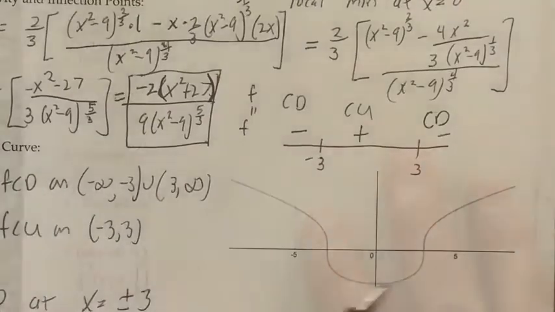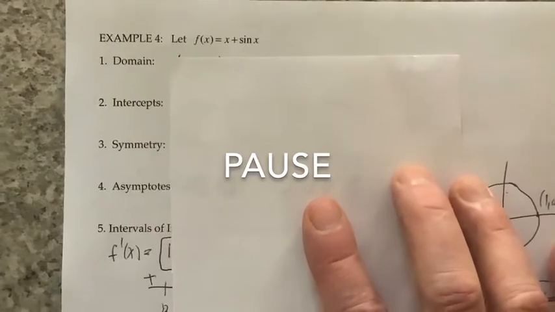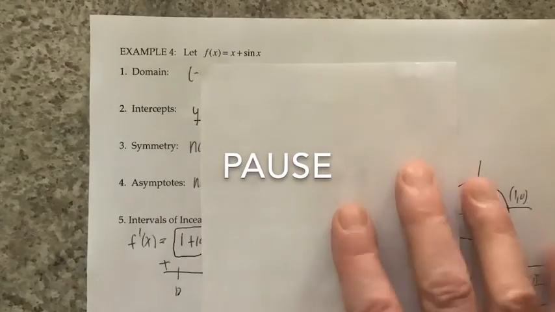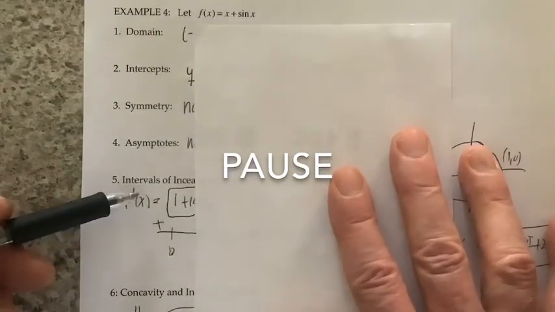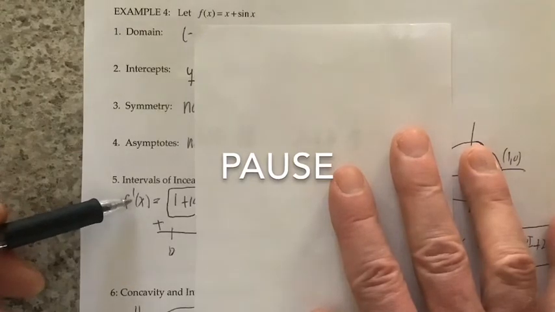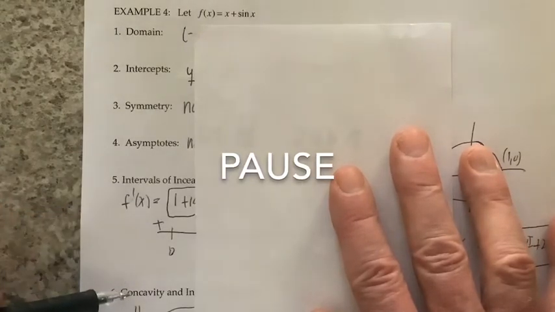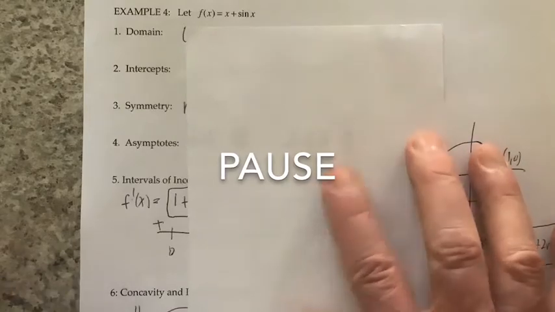So the graph looks kind of like, find the domain, find the intercepts, find the symmetry, find the asymptotes, especially the intervals where f is increasing and decreasing, and f is concave up and down. So I'll hit the pause button, try that one, and we'll go over it.